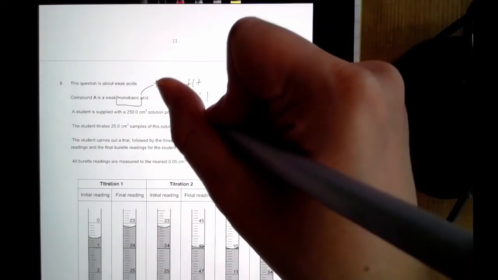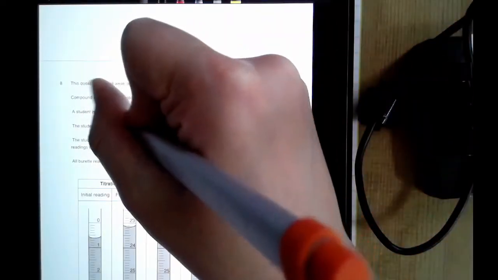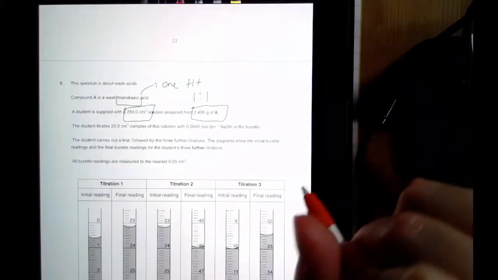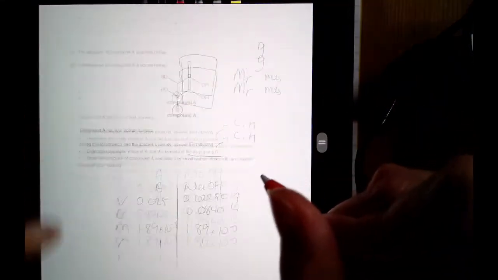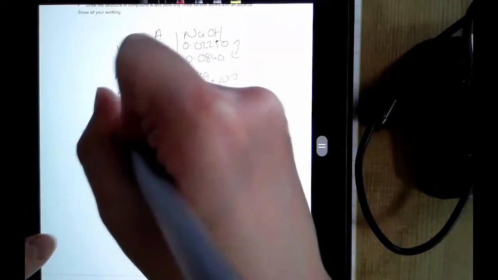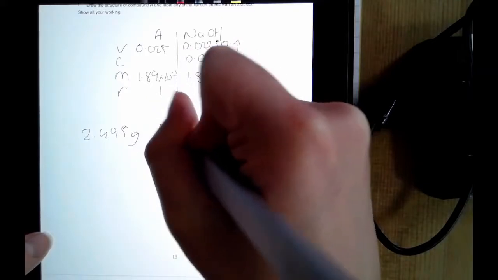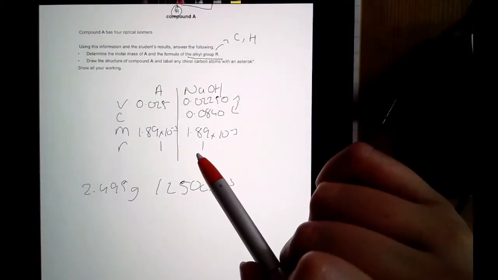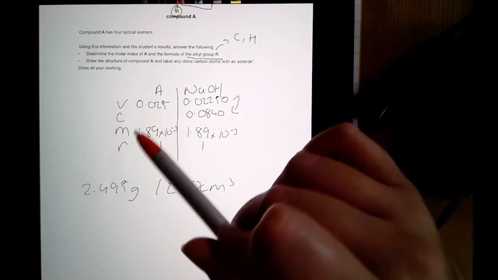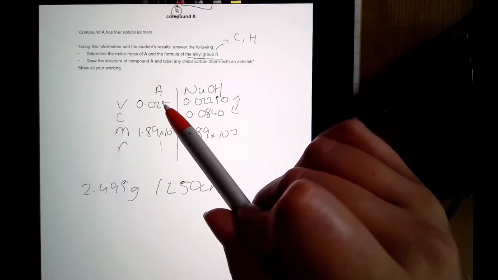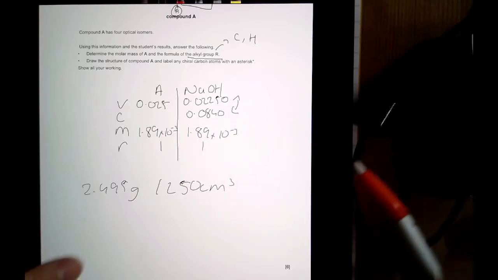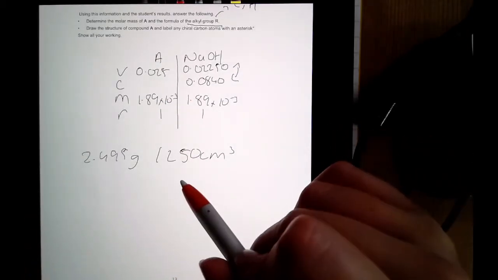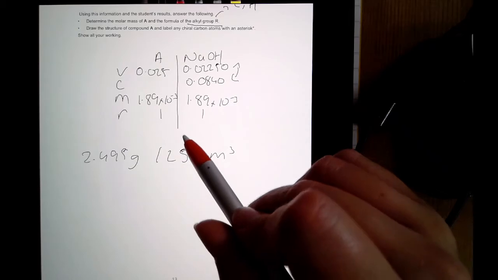But if you look at the question, you are given grams in 250 centimeters cubed of the solution. So I've got 2.495 grams in 250 centimeters cubed. But I don't know how many moles I've got in 250 centimeters cubed. I know how many moles I have in 25 centimeters cubed, but I don't know how many moles I've got in 250 centimeters cubed. And I need to do that calculation before I can just use G Mr moles.